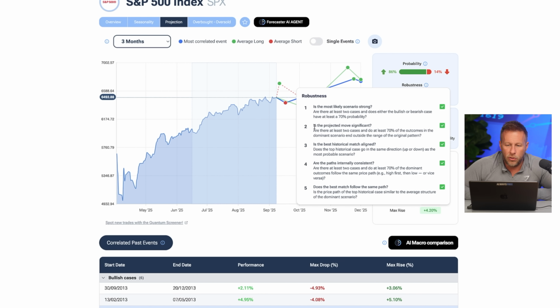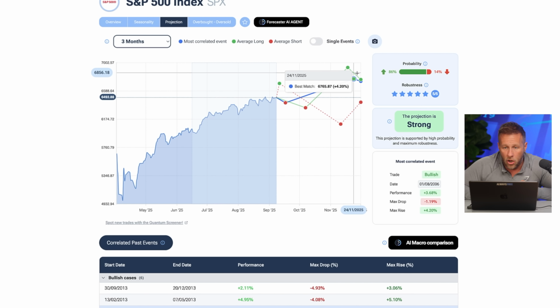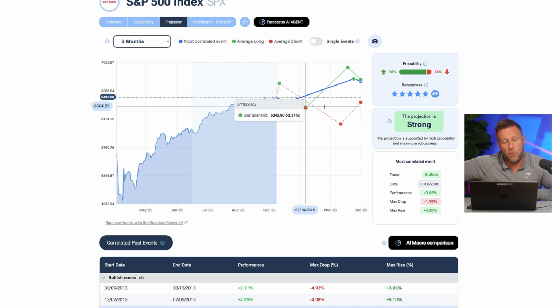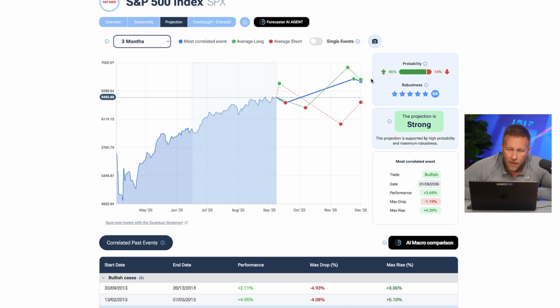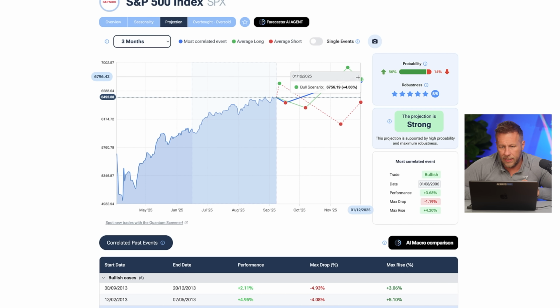Is the projected move significant? In other words, are there at least 2 cases, and do at least 70% of the outcomes in the dominant scenario end outside of the range of the original pattern? And what that means is when you look at the most correlated event and the average long, you can see that they both correlated. They both dip down, then move up, and they both end up outside of this regular pattern. So they're much higher. They finish higher. Okay, which is a great indication.